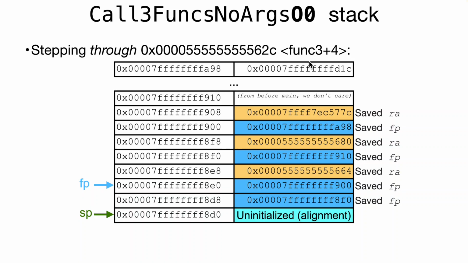All right, and if you stepped through func3 plus 4, which again is not the last store, but rather the last movement of the frame pointer, this is what you should have seen. And indeed, you start to see what looks like a pattern here, and it appears to be the extension of the pattern we learned before.